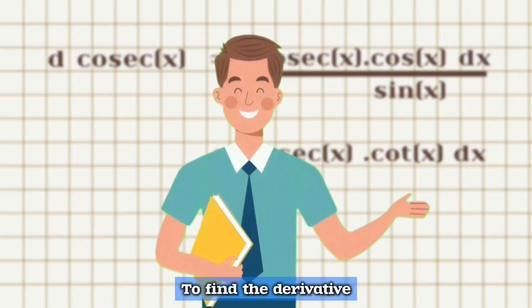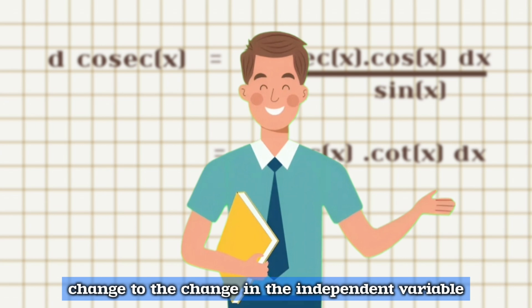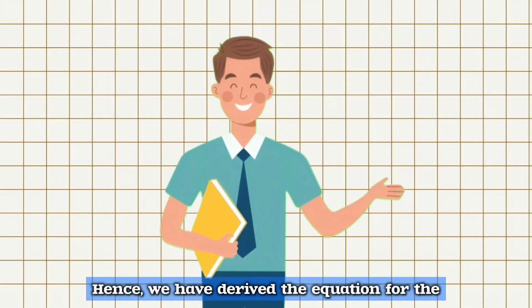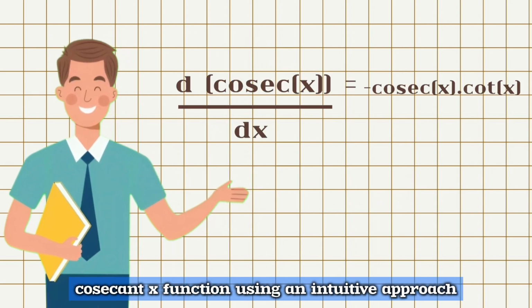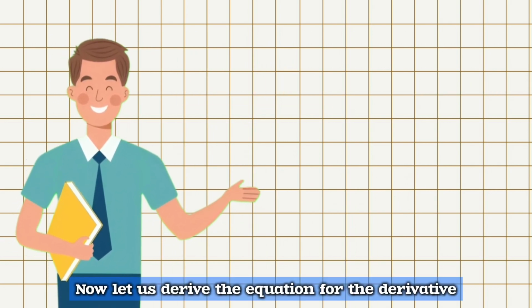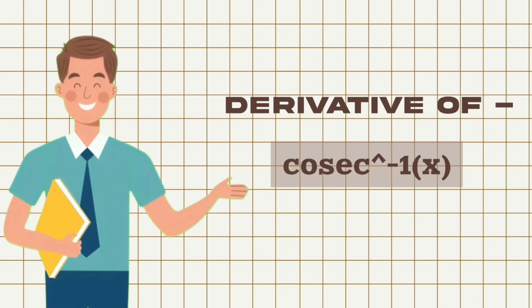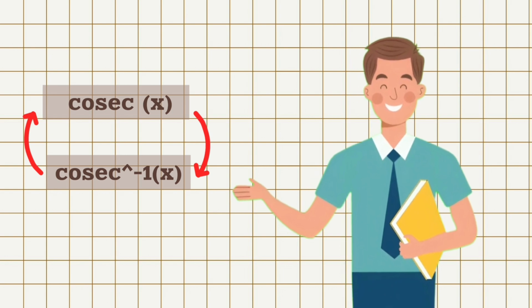To find the derivative, we would need to take the ratio of the functional change to the change in the independent variable, which would give us the equation for the derivative. Hence, we have derived the equation for the derivative of the cosecant x function using an intuitive approach. Now let us derive the equation for the derivative of cosecant inverse x, as it is closely related to the derivative of cosecant x function.